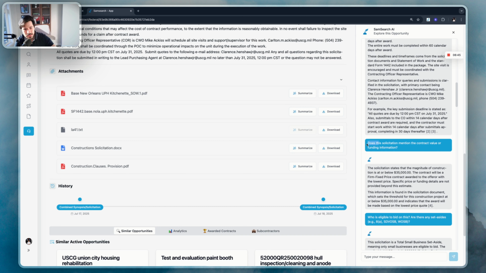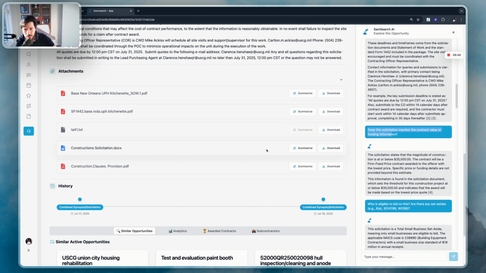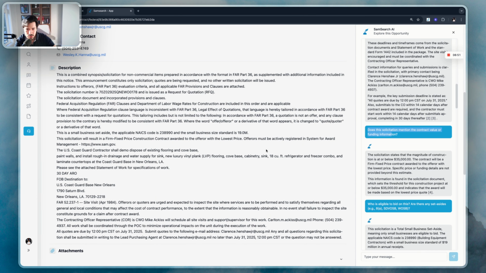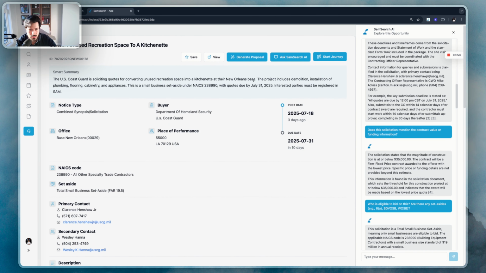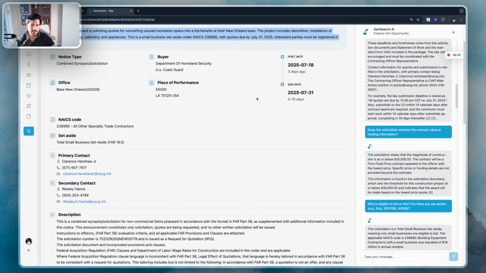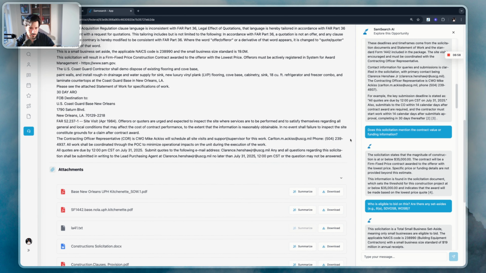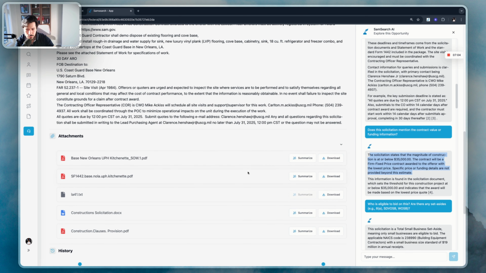So I asked the AI here, does this solicitation mention the contract value or funding information? Very important, and usually it's not mentioned in the description. Usually it's not mentioned in the small summary that we get from SamSearch. It's something that the AI has to dive deep to get.